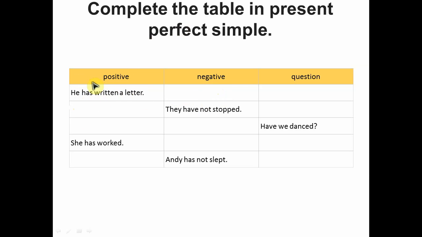And as here has is an auxiliary verb, so I can make a contraction. So I can say he's written a letter. Or when I make a negative sentence, I can say he hasn't or he has not written a letter. Yeah, let's make the question together. Excellent. Has he written a letter? That's it.